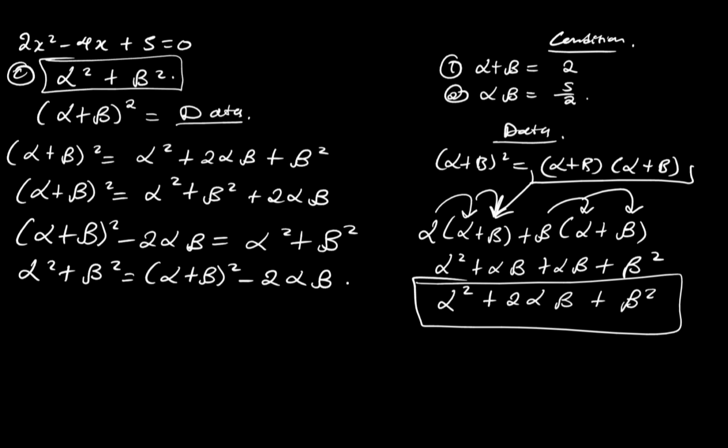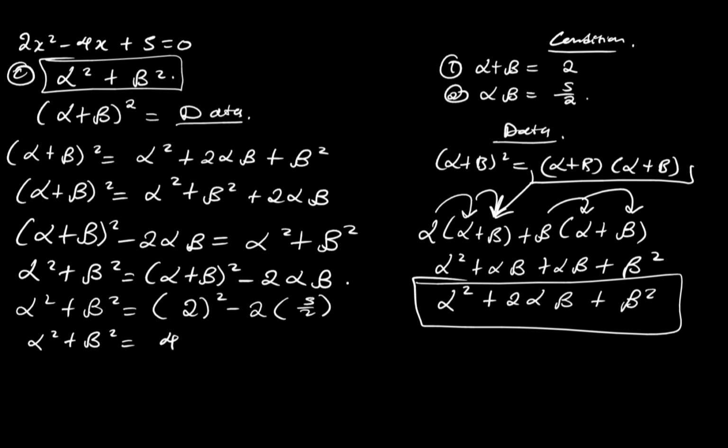Once you have this, it means that you can solve, because now I have the question that I need to find, which is alpha squared plus beta squared. So now I know that my alpha squared plus beta squared gives me the conditions I'm having, which is alpha plus beta and alpha beta. So alpha squared plus beta squared is equal to the value of alpha plus beta, which is 2. So I'll put 2 there, square it, then minus 2 times alpha times beta, which is 5 over 2. Then alpha squared plus beta squared is equal to 2 raised to 2, that's 4.